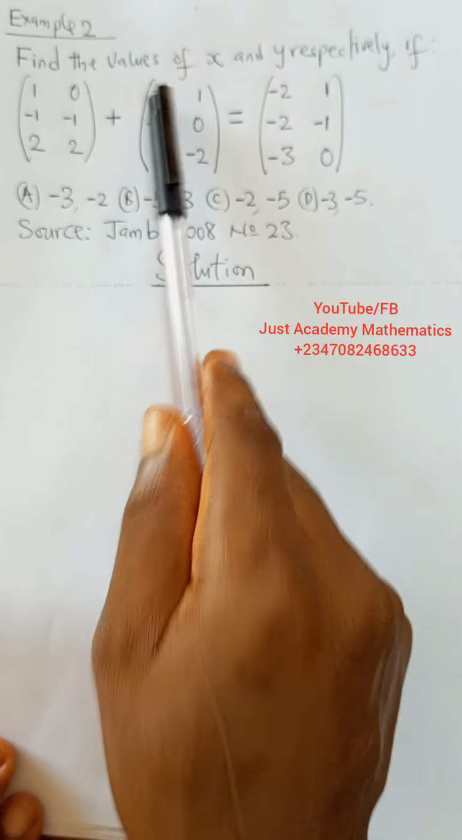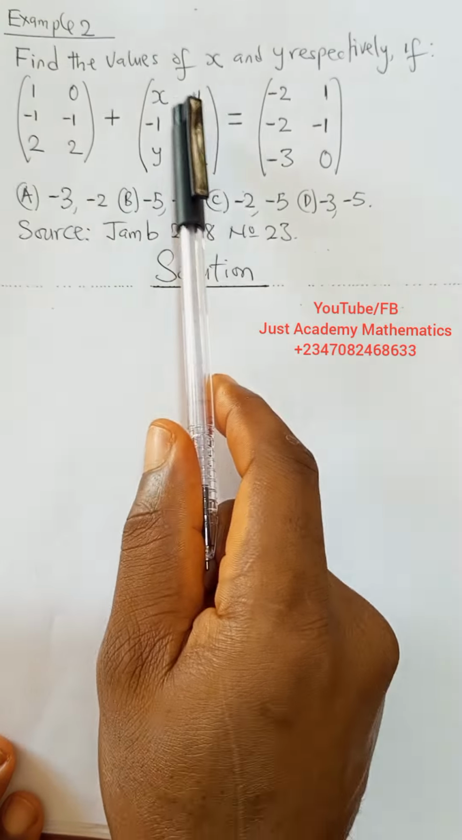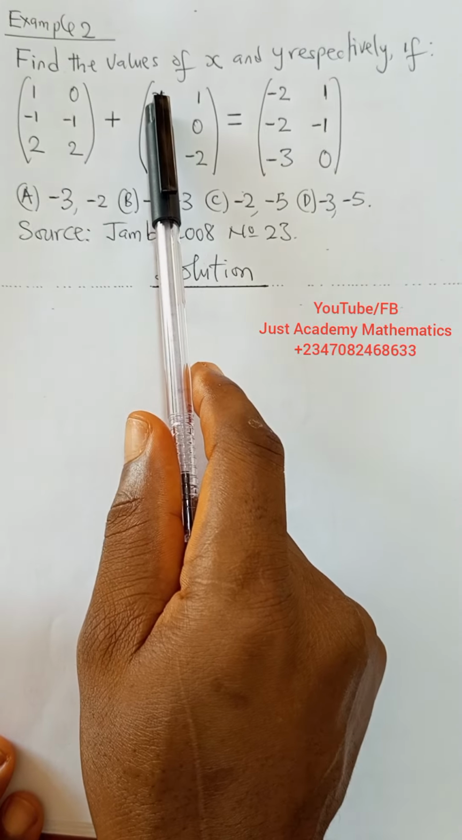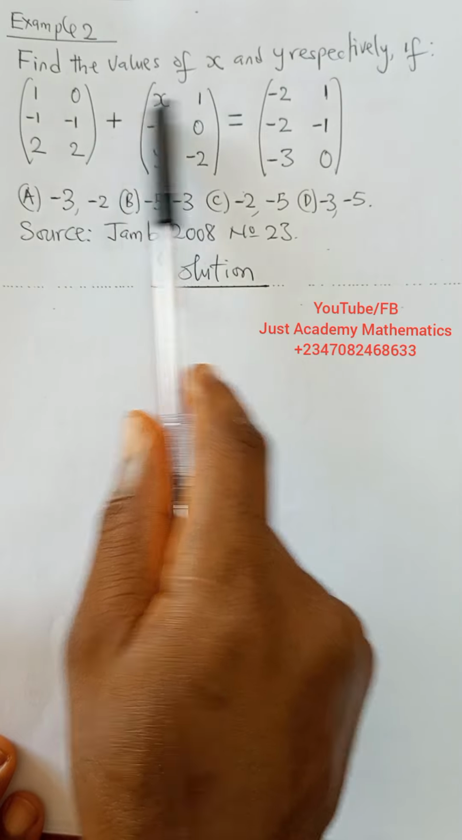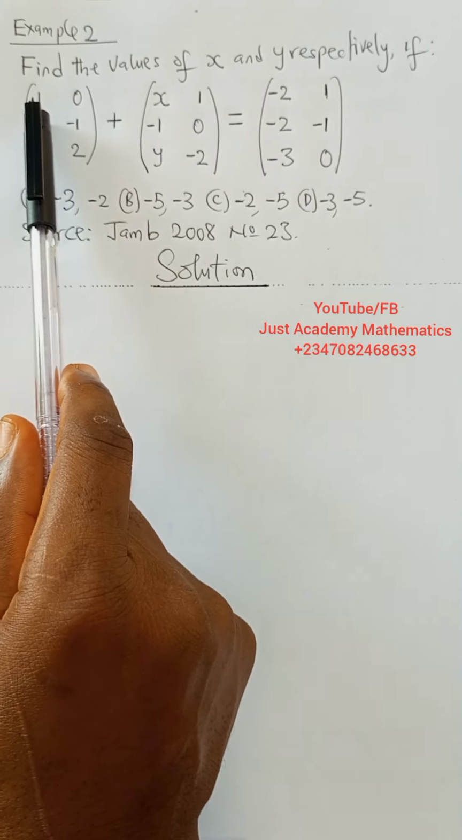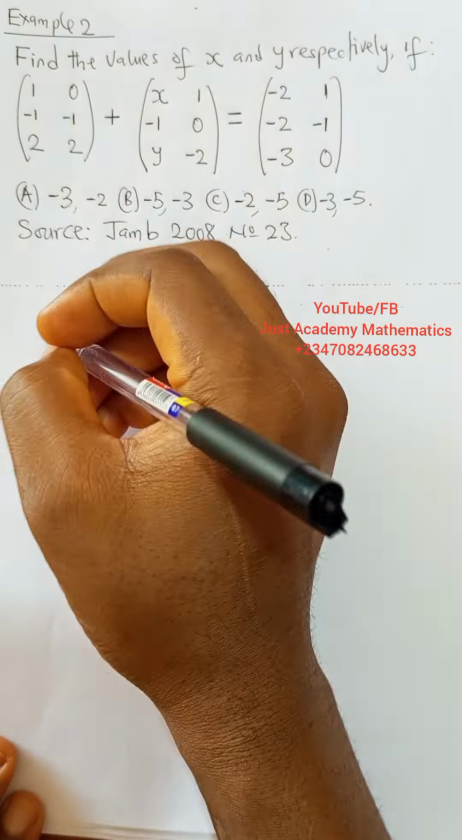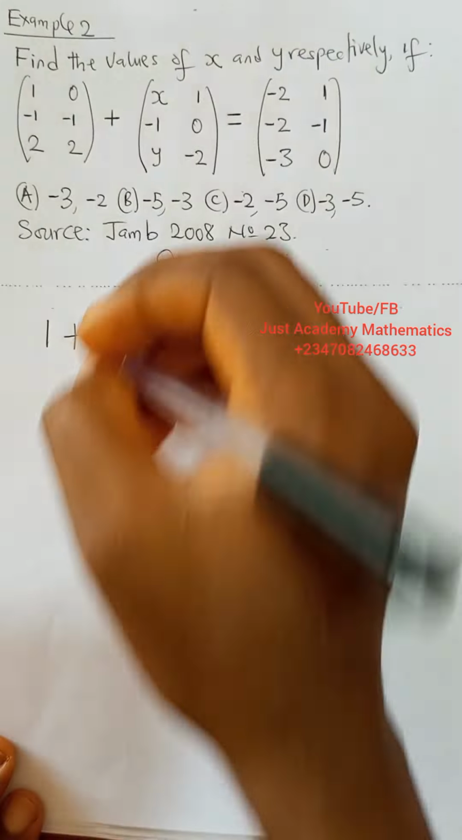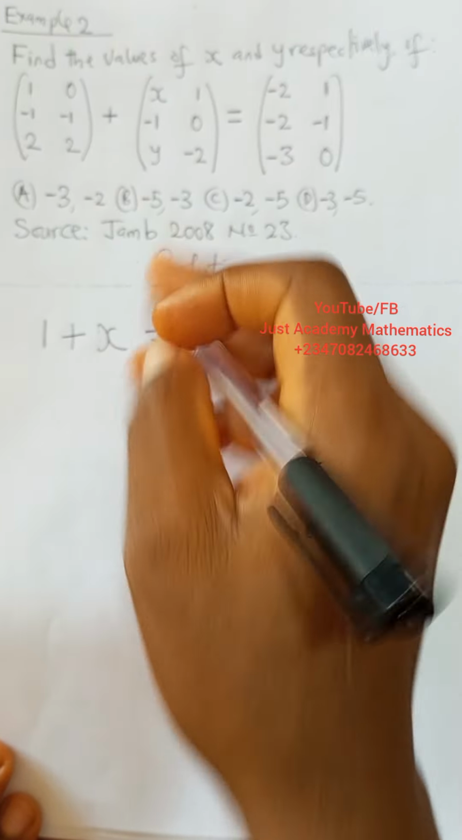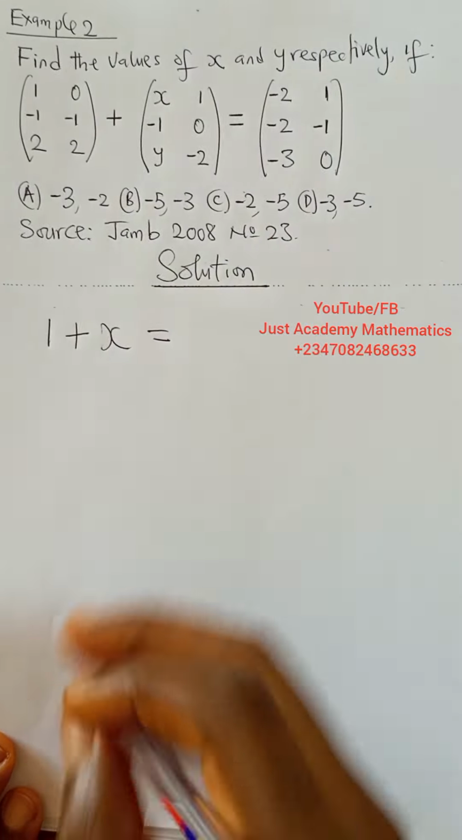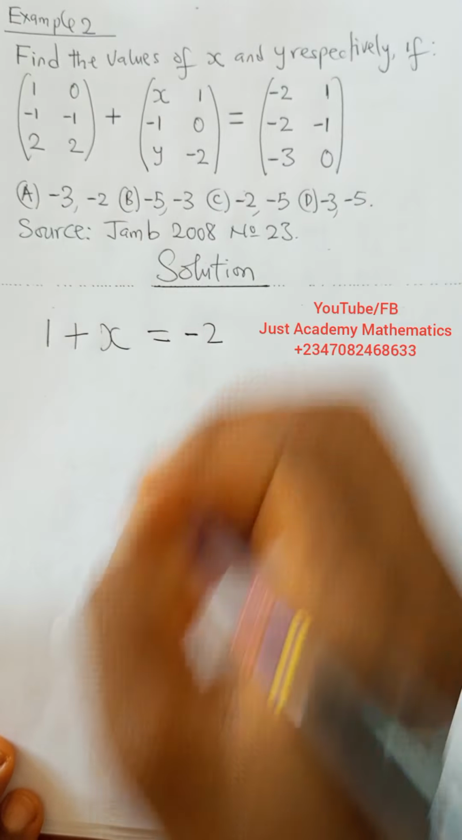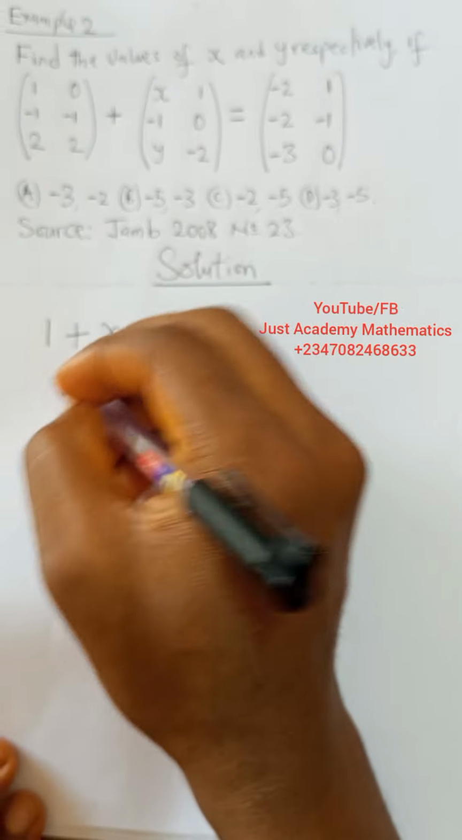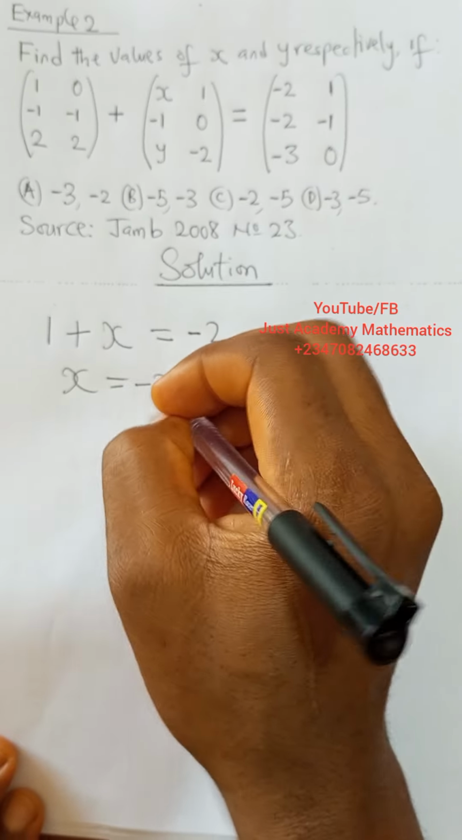So how do you now find x? Simple. Locate the position of x. X is the first entry on this first row. So the first entry here is what? 1. That means 1 plus the first entry here, which is x, must be equal to the first entry after the equals to, which is minus 2. So therefore, x is equal to minus 2.